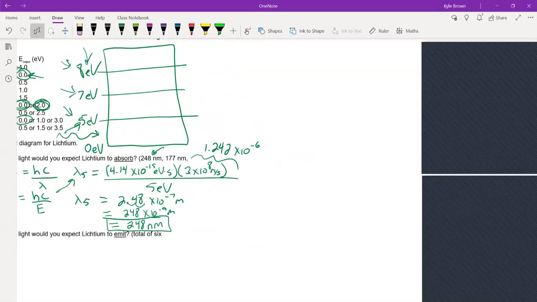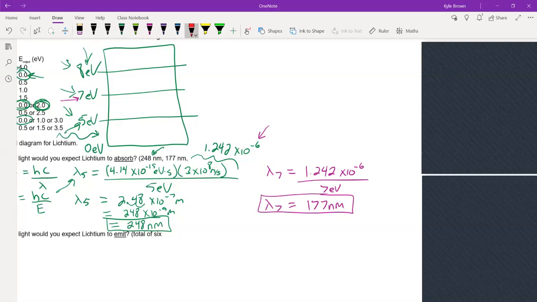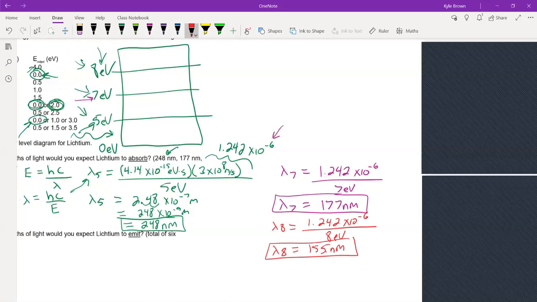Okay, we'll go a bit quicker now. What's the wavelength for the energy at 7? I'm just going to write this number again: 1.242 times 10 to the negative 6 divided by 7 electron volts. That one ends up being 177 nanometers. And then the same thing for the last one. What's the wavelength at 8? That's 1.242 times 10 to the negative 6 divided by 8 electron volts. That one would be 155 nanometers. Okay, so there's our three that we're expecting it would absorb.